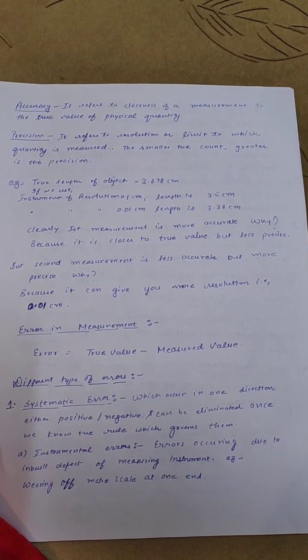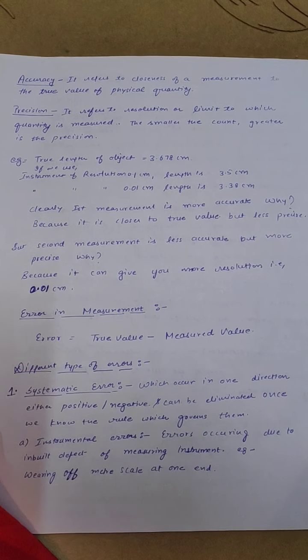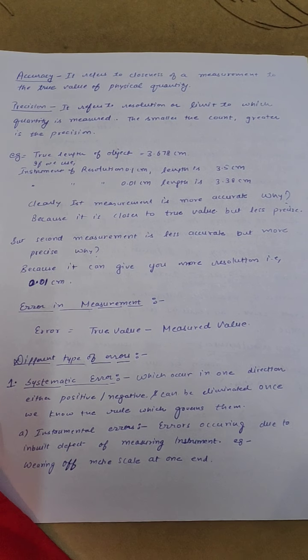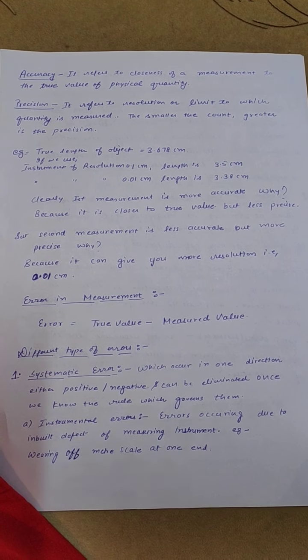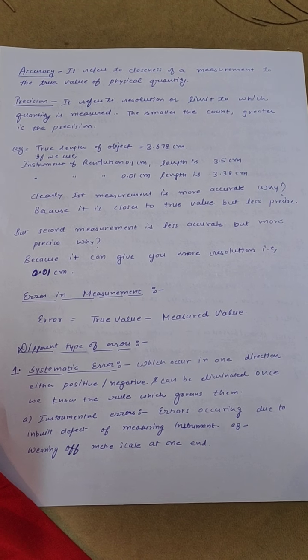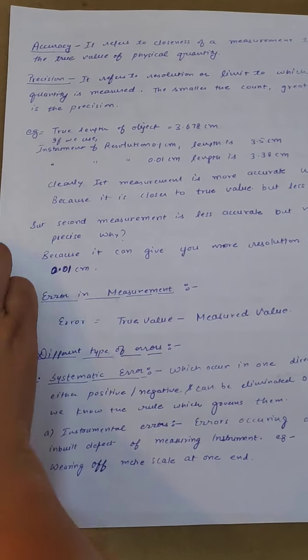Now let's discuss the next topic, error in measurement. Now error can be found out by this difference: take the difference of true value minus the measured value. Now we will discuss different types of errors.